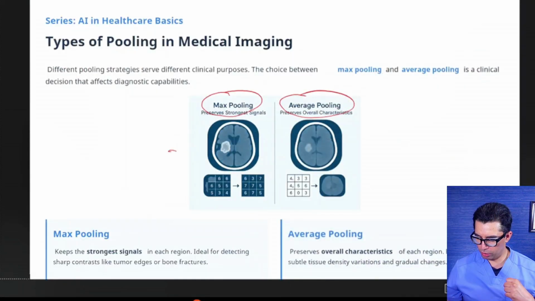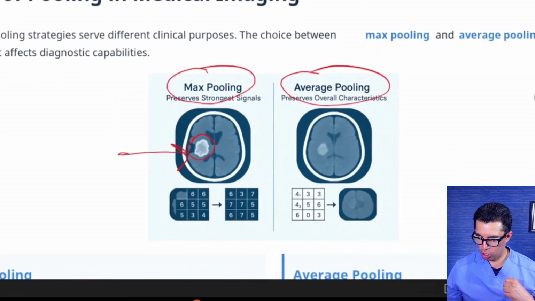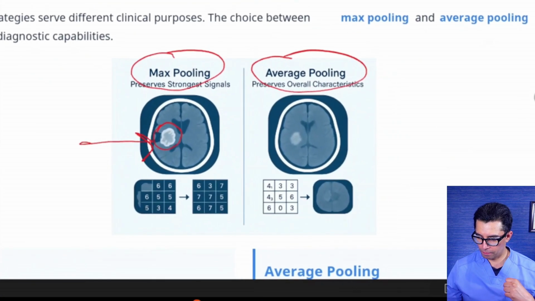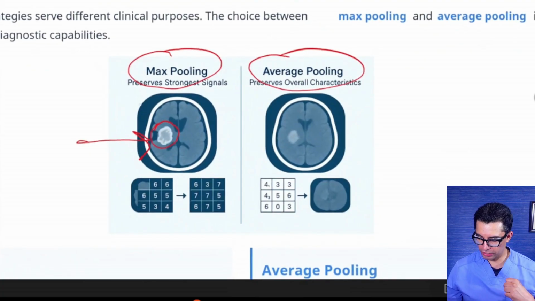So you can see this example of max pooling, that the tumor is very prominently picked up, and you can see the high definition and the sharpness of all the other anatomical features that you are noticing.